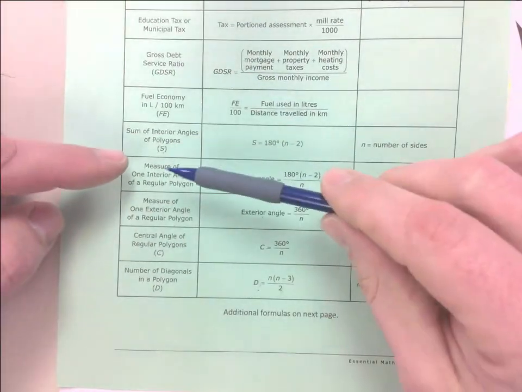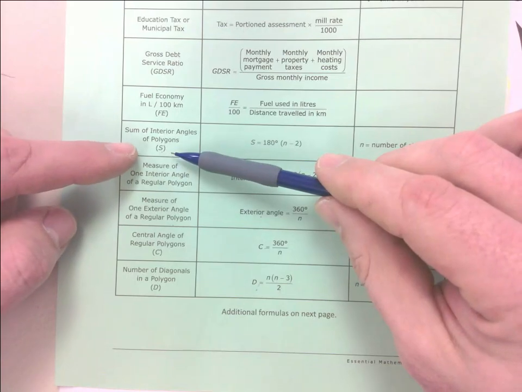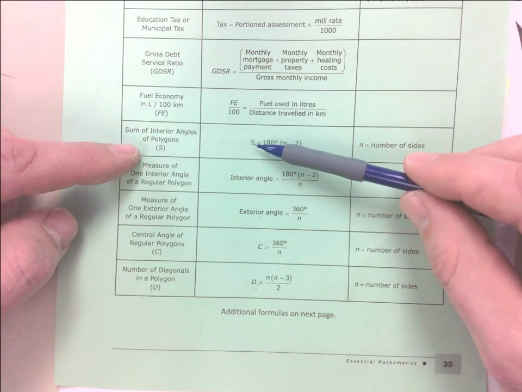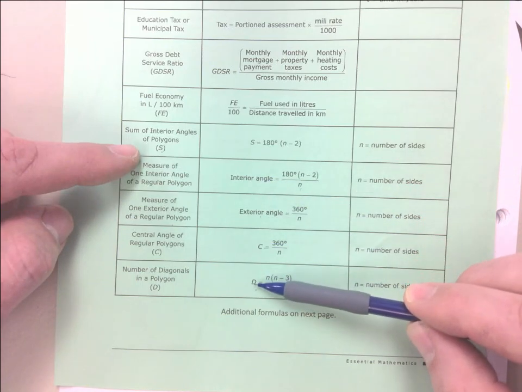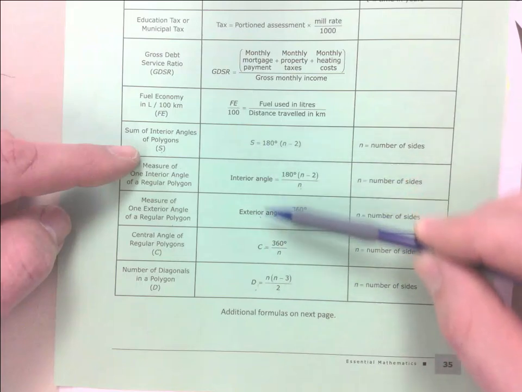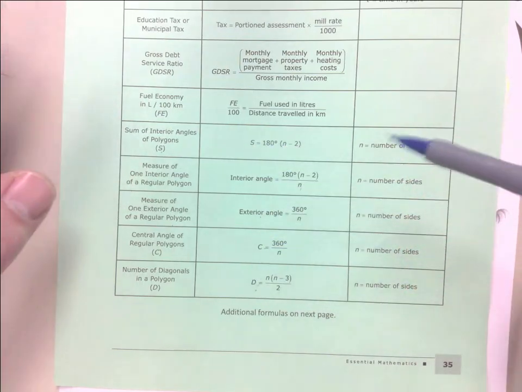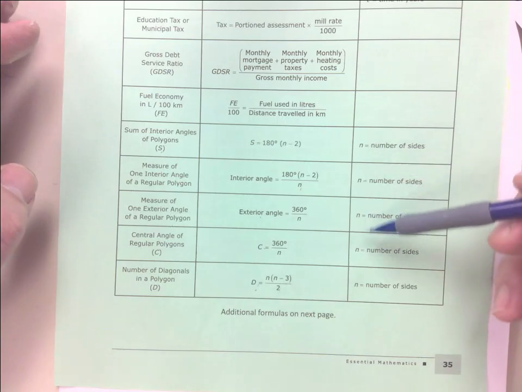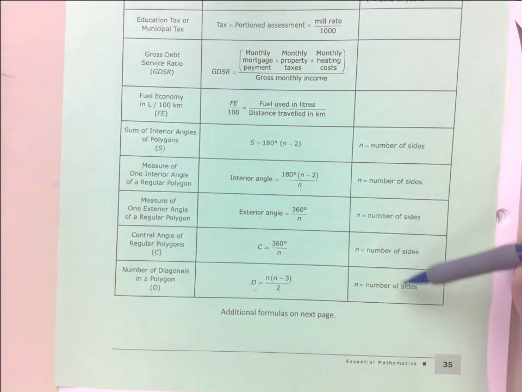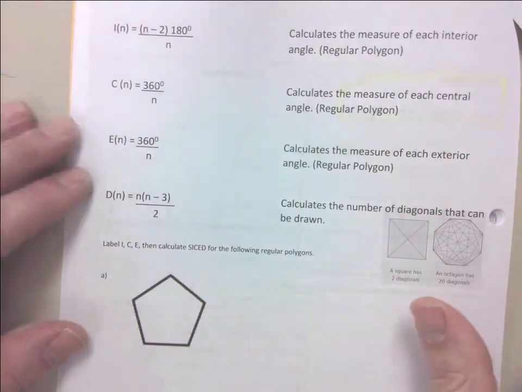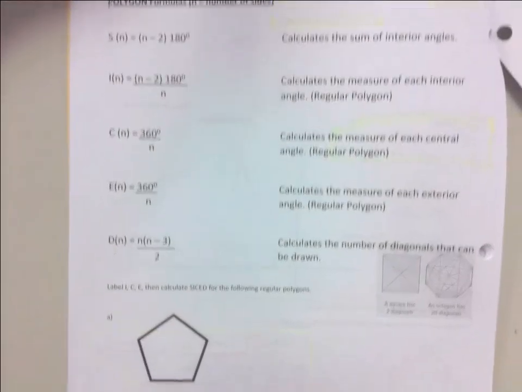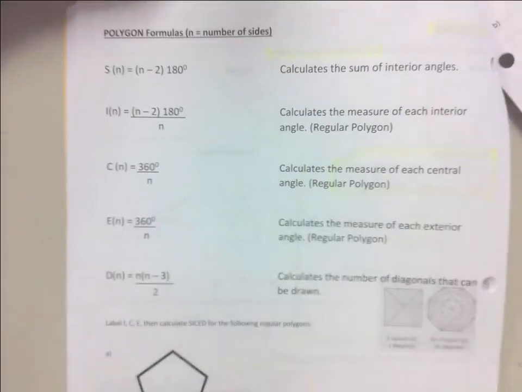If you go to your formula sheet, they don't have it in the same order. They've got S, interior angle, exterior angle, central angle, and diagonal. So they have all those formulas there. And one thing to remember is that n represents the number of sides of that polygon. Okay. So what does every formula mean, you need to know that.